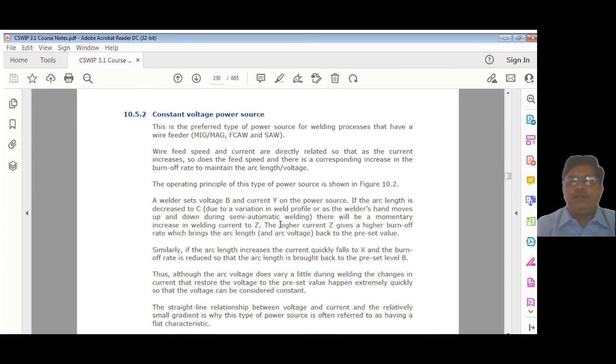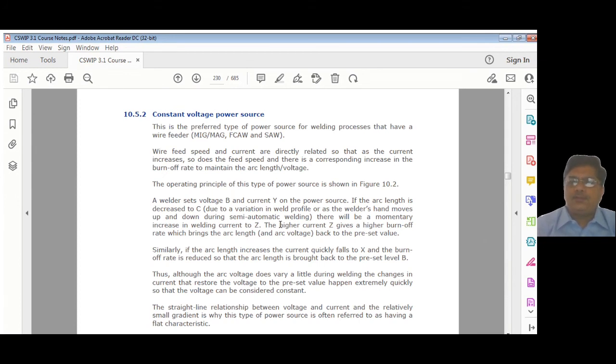Wire feed speed and current are directly related: as the current increases, so does the feed speed. So when you press the button and the electrode or the FCW wire comes out, that is directly converted into current. Then the voltage gets adjusted to this. Related to the current increase, so does the feed speed, and there is a corresponding increase in burn off rate to maintain arc length voltage.